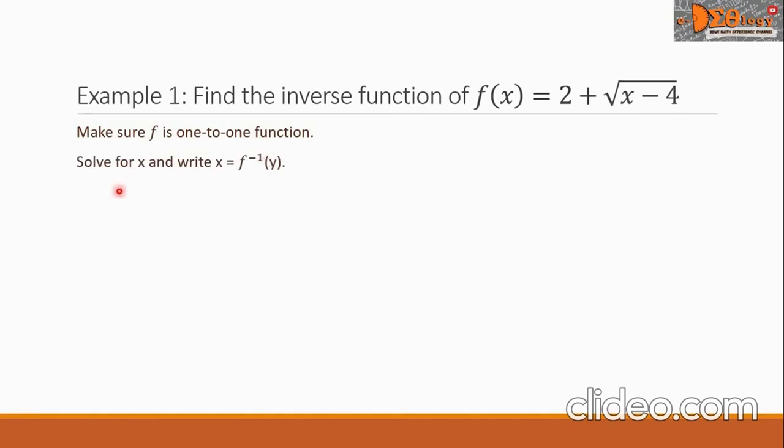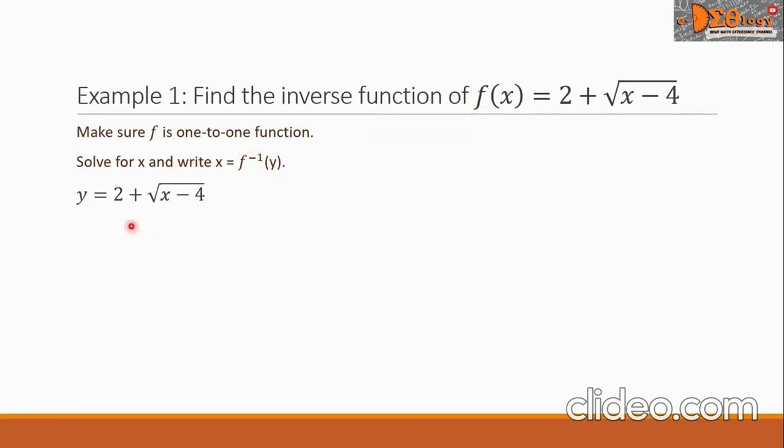Now, step 2 says solve for x and write x equals f inverse of y. I'm going to copy this function in here, but instead of the symbol f of x, I will change this into y. So we have here y equals 2 plus the square root of the quantity x minus 4. Everything is the same except the f of x, which becomes y here. The next step is we will solve for x. We want this x to be isolated.